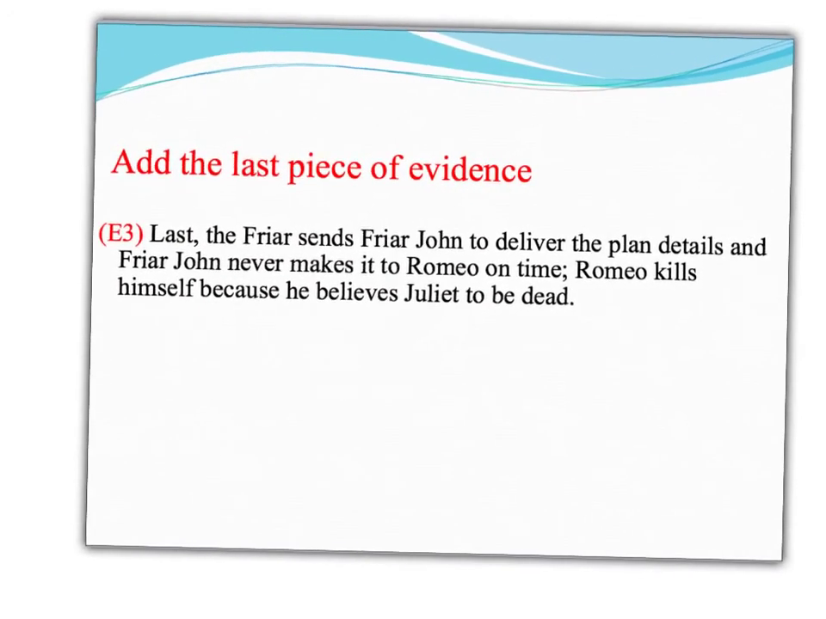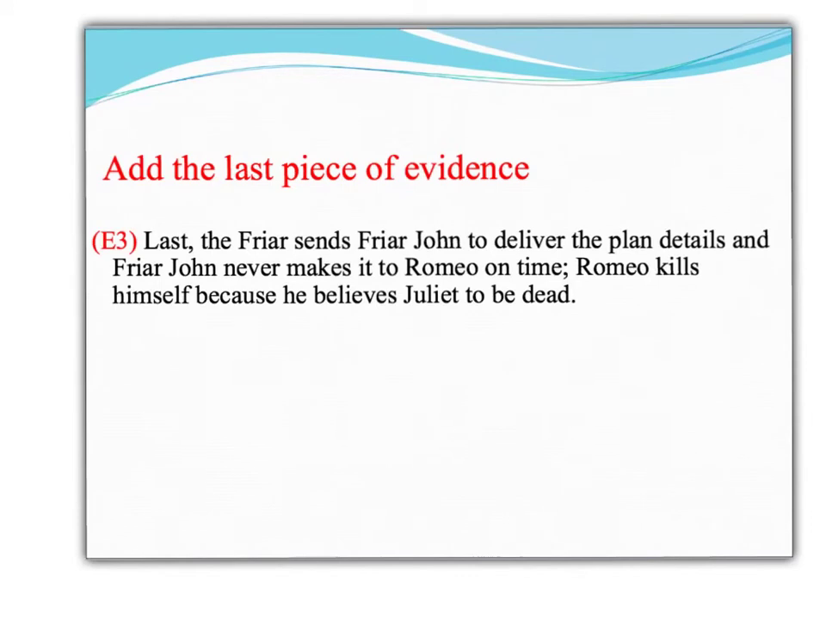Okay, so then I'm going to make my last piece of evidence, my last to support my claim. Last, and I'm going to signal the reader, last, this is my last point coming. Last, the friar sends Friar John to deliver the plan details, and Friar John never makes it to Romeo on time. Romeo kills himself because he believes Juliet to be dead. And again, here I've used events or details from the play as evidence.